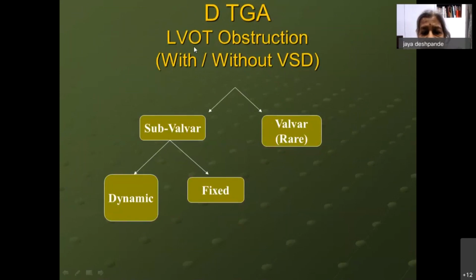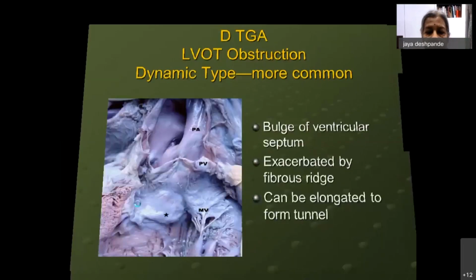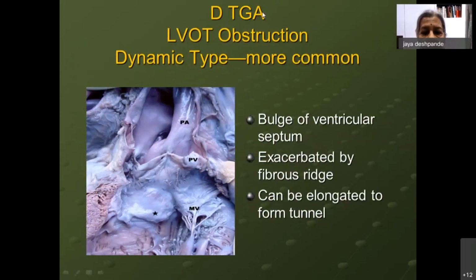The other important aspect of TGA is many cases have LVOT obstruction. This may be with or without a VSD. So it can be subvalvular or very rarely valvular obstruction. The subvalvular obstruction can be a fixed type of obstruction or a dynamic type of obstruction. So the dynamic type is more common, and it is often due to bulge of the ventricular septum.